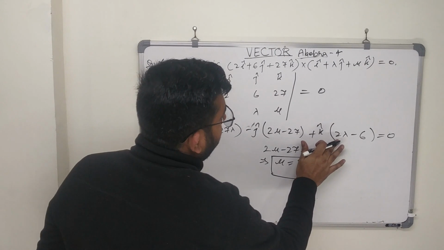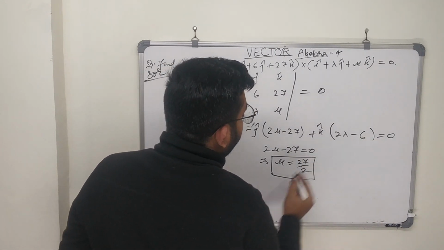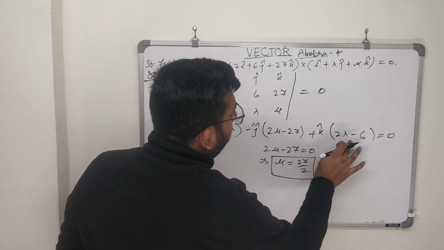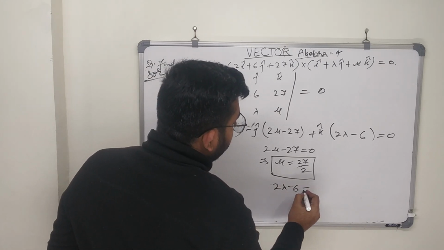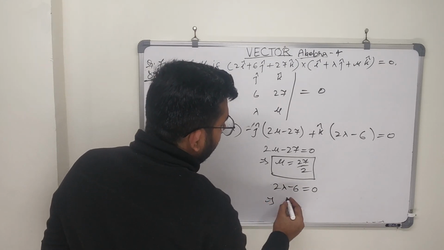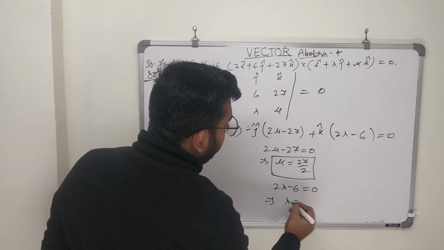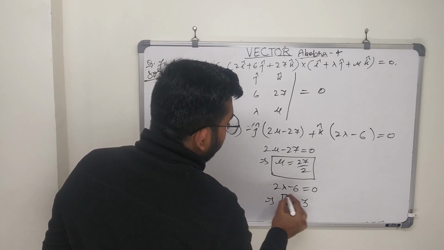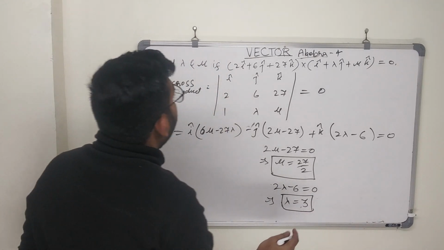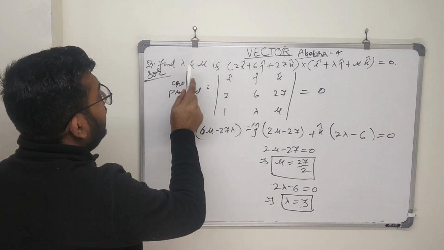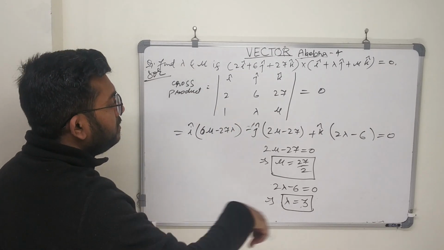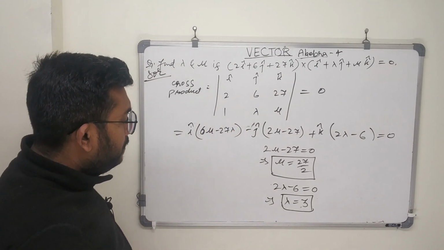Similarly, we can also find the value of lambda, that is equating 2 lambda minus 6 to 0, 2 lambda minus 6 equals to 0. So we can find lambda equals 6 by 2, that is equal to 3. So in this way we have obtained both the values mu and lambda as asked in the question. So please note down the solution of this question.